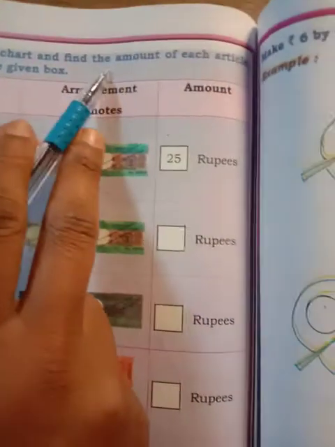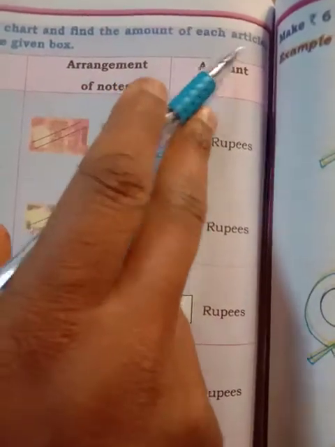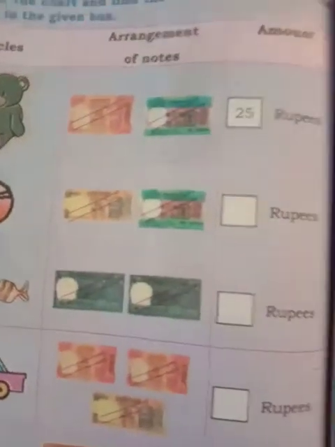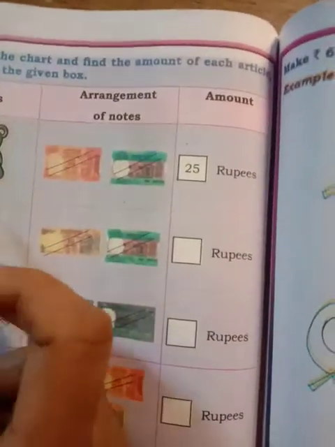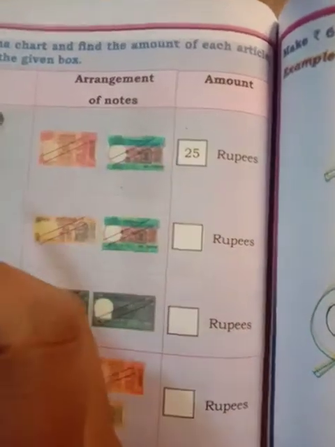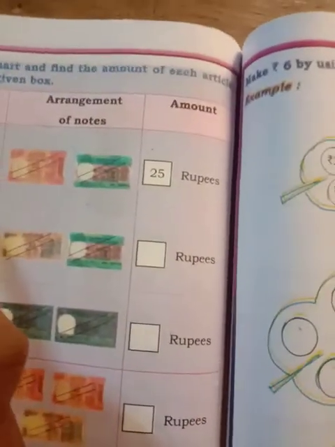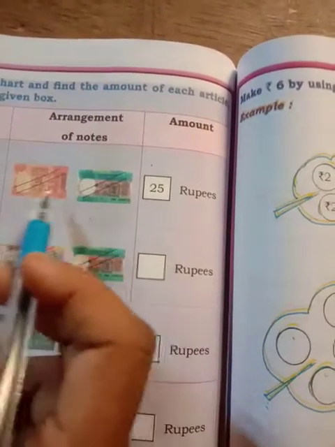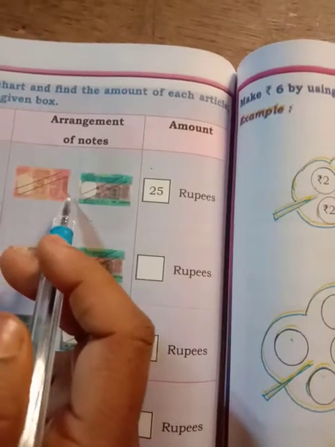See here, children. Look at the chart and find the amount of each article in the given box. Here, articles means things. Here is an arrangement of notes, the amount. For example, we want to buy this doll. So for that we have to pay an amount. They arranged notes here. So what should we do? We have to write it in numbers.